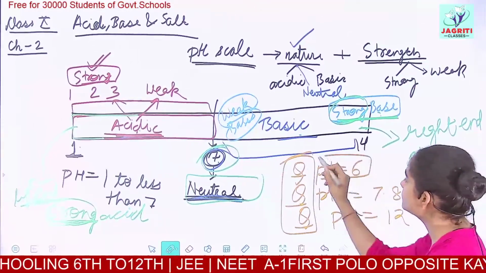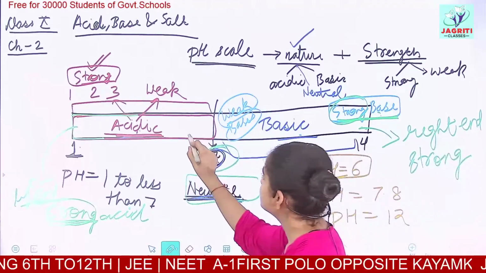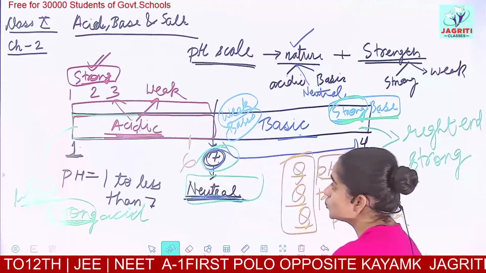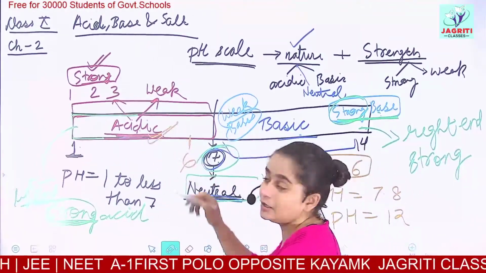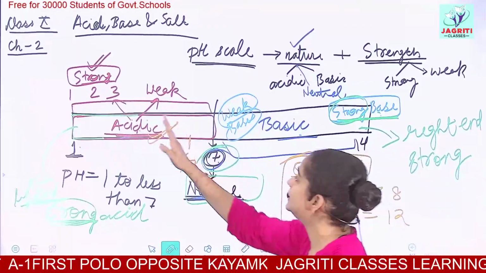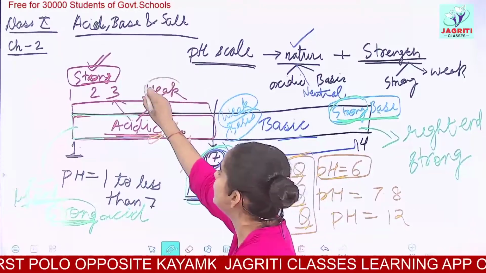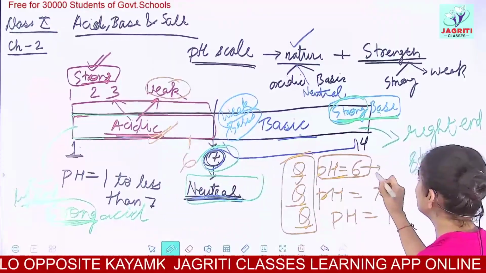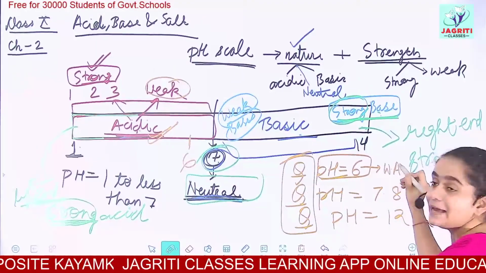Yes, pH value 6. Where would 6 come? 6 would come somewhere here. So it shows an acidic character. But is it a strong acid or a weak one? I said the acids coming near 7 are always weak acids. So the answer to this will be, it is a weak acid.